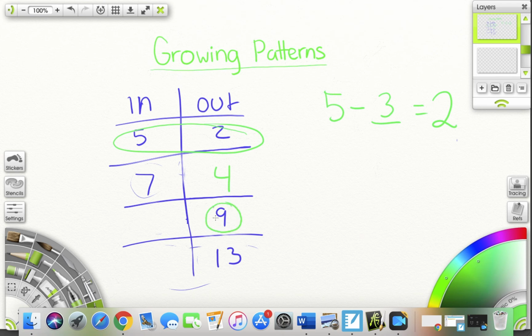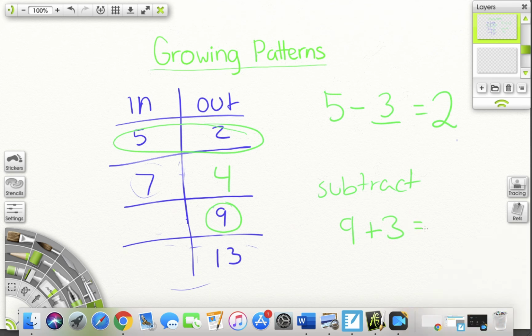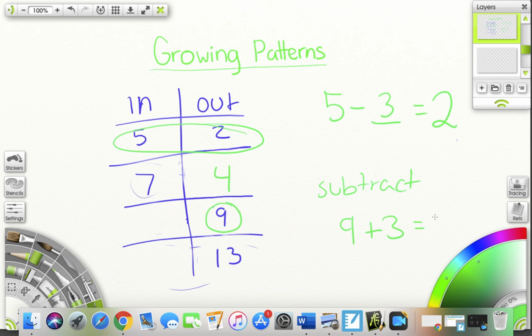Now this one here, it gave us the out number, but it didn't give us the in number. However, we know that the pattern rule is subtract 3. If I have the out number and I'm trying to find the in number, I do the opposite. So now I do 9 and I add 3. So 9 plus 3 equals 12. So my in number is 12, because if I do 12 minus 3, it equals 9. So that's how I know it's following the rule. Because 5 minus 3 equals 2, 7 minus 3 equals 4, 12 minus 3 equals 9. So I know I'm following this rule.